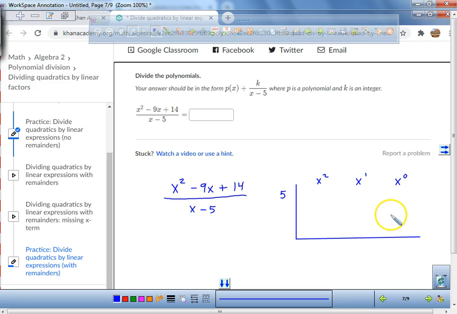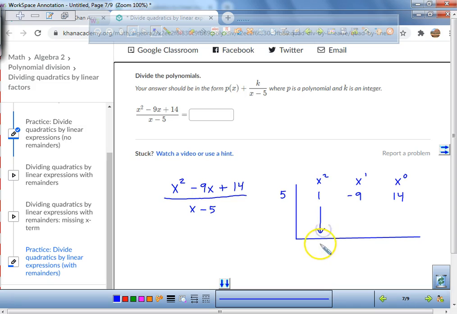All right. So now, how many x squareds do I have, everybody? 1. X to the power of 1. -9. Very good. And x to the power of 0. Boom. There we go. We got it all set up. Hopefully you're all caught up with me. Everybody all caught up with me? We good? All right. So what's my first step, everybody?